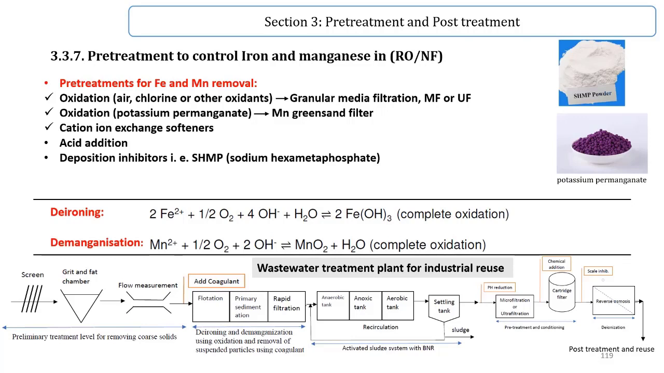Pretreatment to control iron and manganese in reverse osmosis and nanofiltration. Actually, if reduced water which contains iron and manganese ions comes in contact with oxygen, intensively colored flocs of manganese oxide and iron hydroxide will be formed.